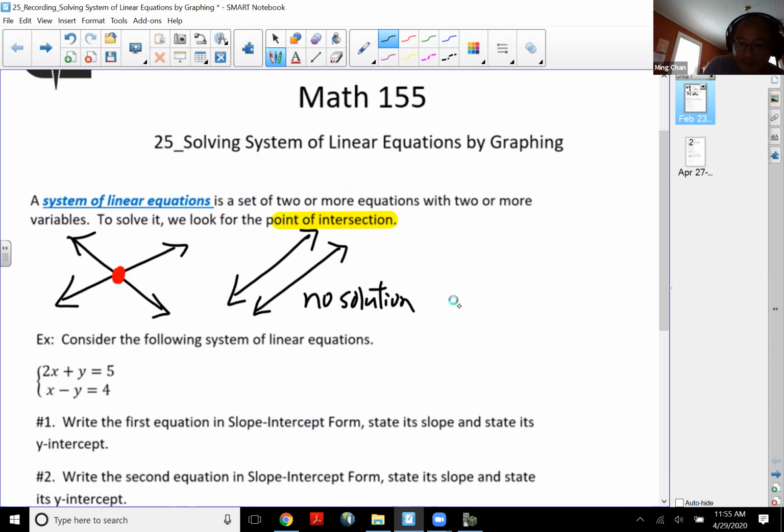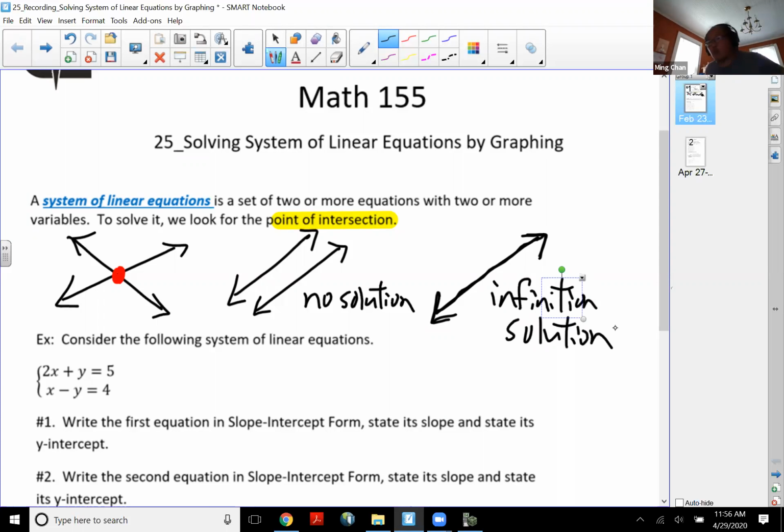All right. Two lines can also be on top of one another. So how many times do they intersect? If two lines are exactly the same and you draw both of them, they are on top of one another. So how many times do the two lines intersect? An infinite number of times. So if you ever see a system with two equations that are exactly the same, they have infinite solutions. This is what two lines can do: intersect at one point, don't intersect, or intersect everywhere.